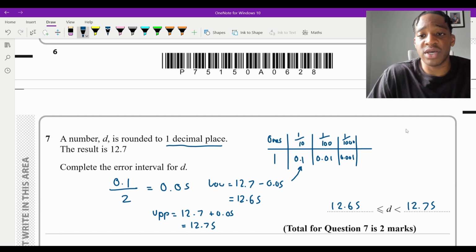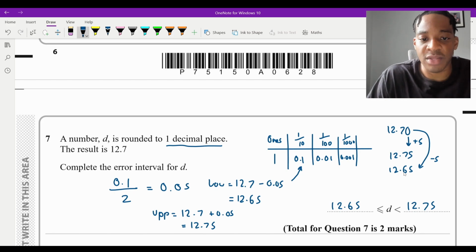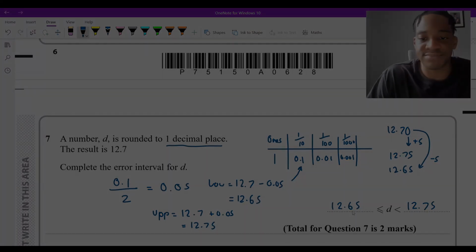Another thing you can do as well is, I've got 12.7 like this. If I put a 0 here, it becomes 12.70, and then now you can just add 5 to give you 12.75 like this, and then you can just take away 5 like this, and that will give you 12.65. And then you've got 12 here, and then 12 here, and then you get the exact same thing. So however you prefer. But yeah, that's question 7, and that's it.